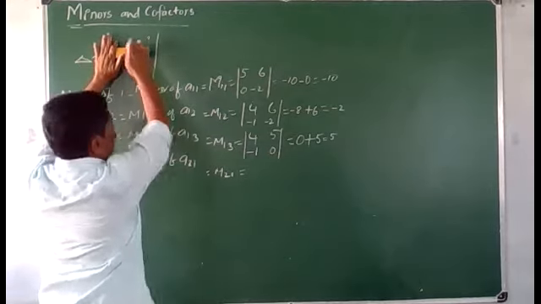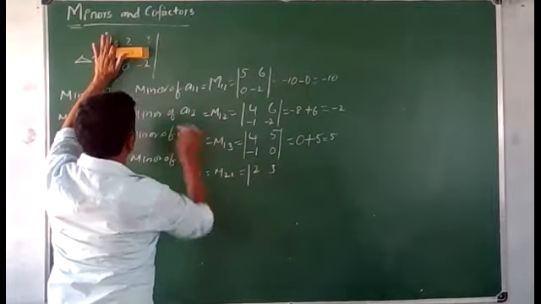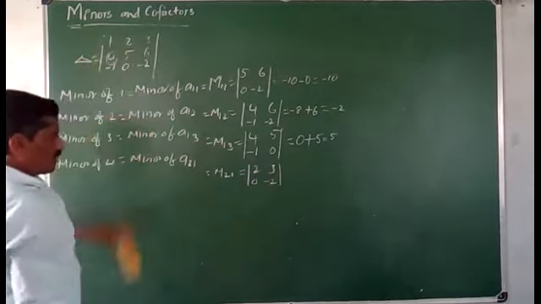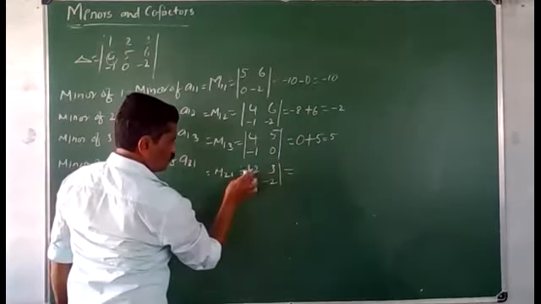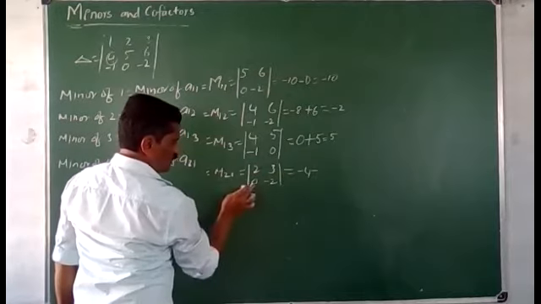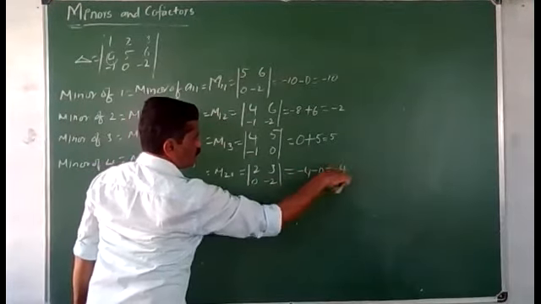That is the determinant of 2, 3, 0, -2, right? Expansion: 2 into -2 is -4, minus 0 into 3, that is 0. So that is equal to -4.